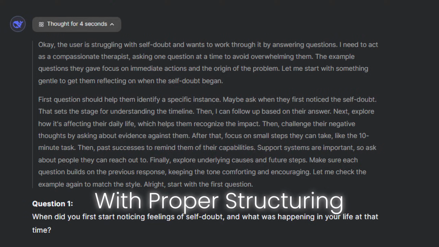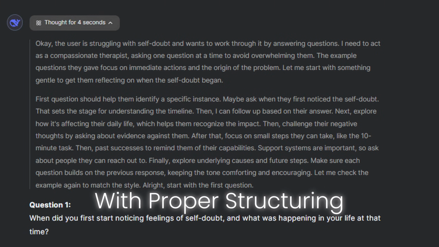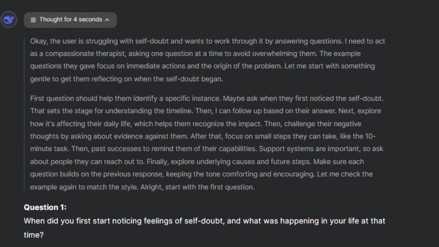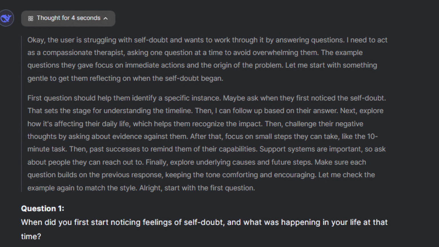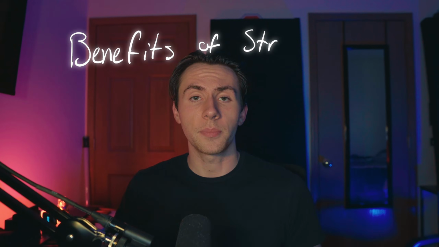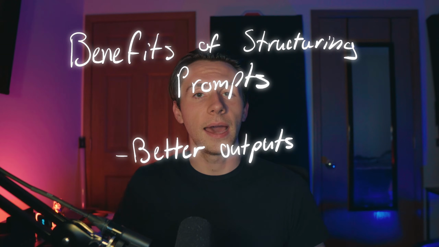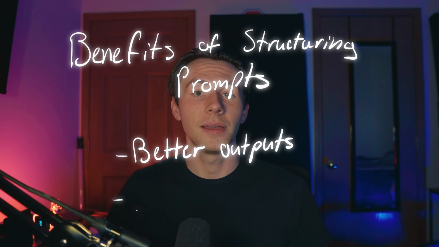After structuring the prompt, it spent a lot less time thinking and also output the question of, when did you first start noticing feelings of self-doubt, and what was happening in your life at that time? These are questions that you can readily answer because you would know the answer to these questions. So simply just by knowing how to prompt this AI, you get a lot more usable product that's more user-friendly, and also you get what you're looking for much faster.